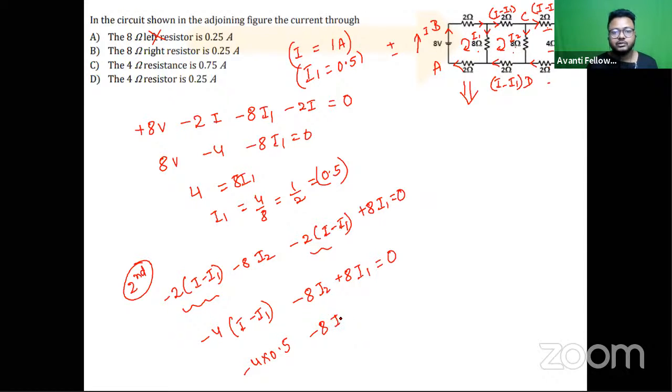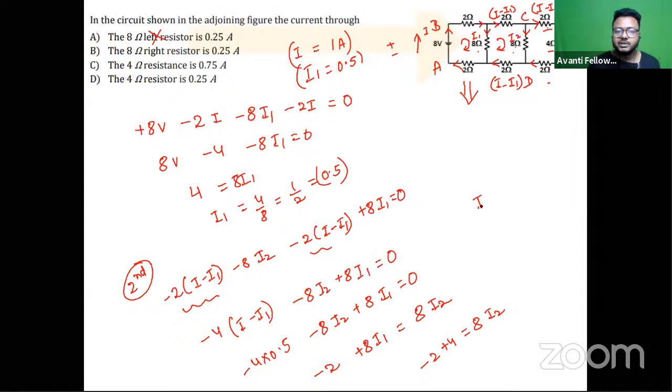Minus 8 I2 plus... it depends upon you how fast you do the calculation, right? Then how much will this become? Minus 4 minus 4 will become... this will come 4, it will become 2, so 2 minus 2 plus 8 I1 is equal to 8 I2, right? The I1 value is 0.5, so it is minus 2 plus 4 is equal to 8 I2.